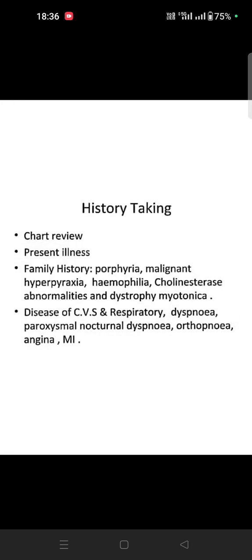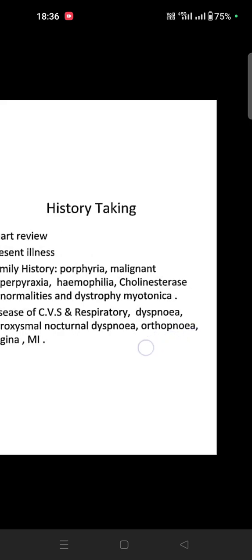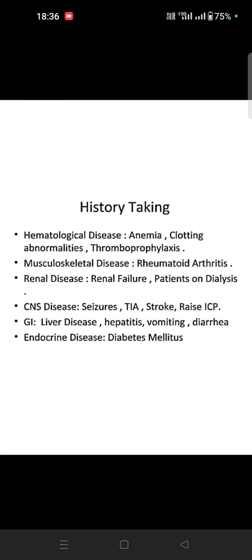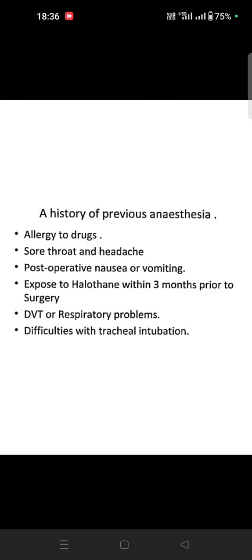Then history taking, chart review, present illness, family history, any malignant hyperthermia, any abnormalities. Any serious respiratory problem like dyspnea, orthopnea, angina, MI. Hematology disease means anemia, clotting factors. Musculoskeletal disease means rheumatoid arthritis, renal disease means renal failure. CNS means seizure, stroke and ICP. GI means liver disease, hepatitis, vomiting. Endocrine disease means diabetes mellitus. Also ask whether the patient has any allergy to drugs.